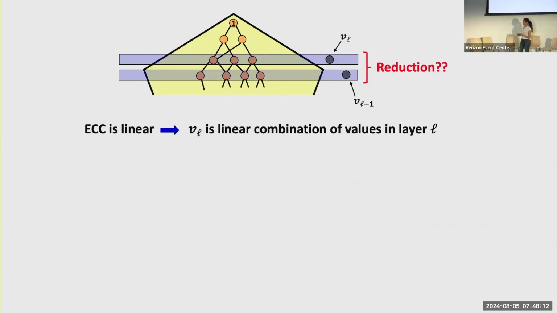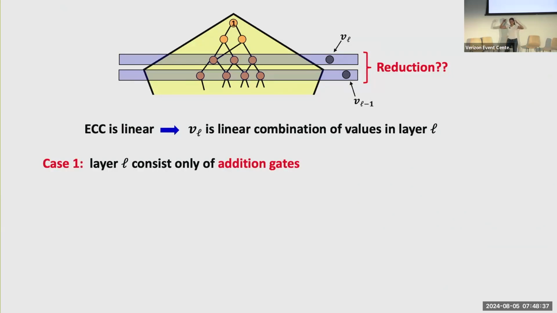So here's the observation. First of all, this error correcting code, the encoding, turns out to be a linear error correcting code. The low degree extension is a linear error correcting code, which means that the value VL is just a linear function of the values of all the gates in that layer. Now, here's the point. I'm going to encode this circuit, thinking of it as having only addition gates or only multiplication gates. You can easily encode a circuit in such a way.